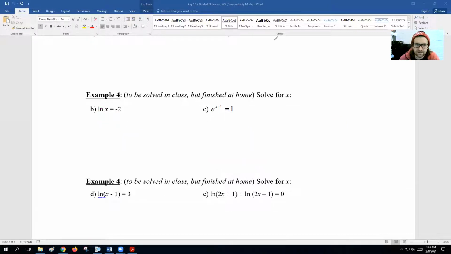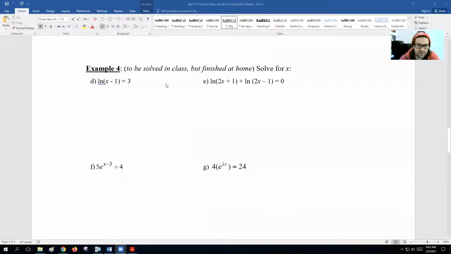Okay, so not too bad. ln's and e's cancel each other out. All right, so how can that help us with this problem here? Well, if we can isolate the ln, we can eliminate it. So just like any problems that we've done before, when we isolate it, it gets eliminated. So to get rid of this ln, we'd have to e the other side. So x minus 1 equals e to the third power.